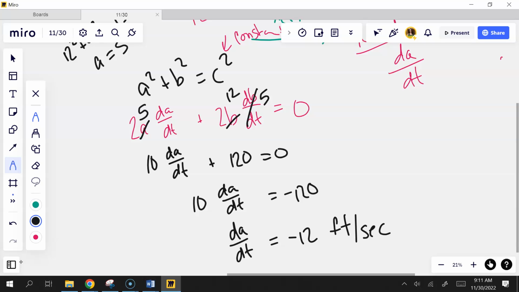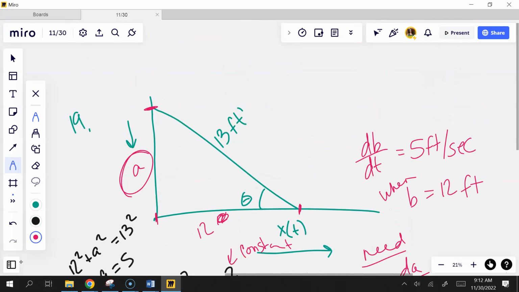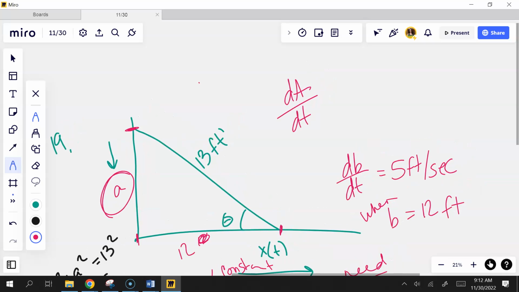At what rate is the area of the triangle formed by the ladder, wall, and ground changing at that moment? So now we need the rate of change of the area. Well, how do you find the area of this triangle? 1/2 base times height, and the height is a. Agreed?